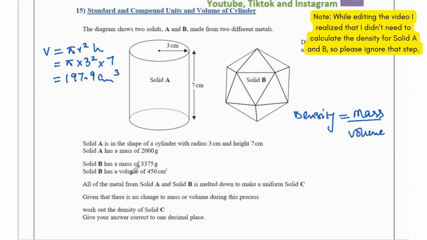What we can do is we can find the density of solid A. For solid A, the density is going to be 2000 divided by 197.9, which gives us 10.11 grams per centimeter cube. Now, if you go to solid B, it has a mass of 3075 and a volume of 450. So using that, we're going to find the density of solid B. So this was for solid A.